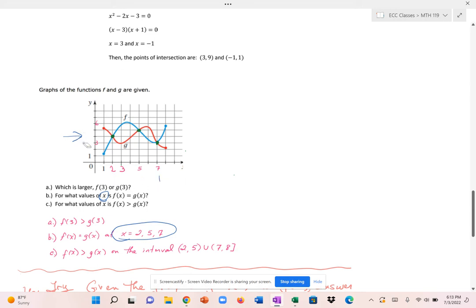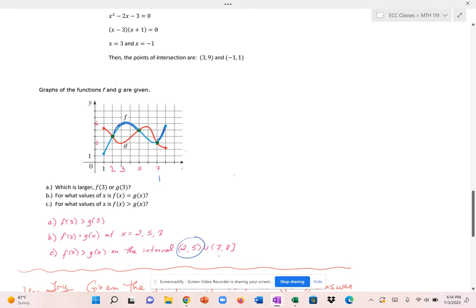And part C, the question is, for what values of x is f of x greater than g of x? So that means, where is f of x higher than g of x? Where's the blue graph higher than the red graph? So that definitely occurs from here to there, and it definitely occurs here. Okay, so f of x is greater than g of x from 2 to 5. And then again, this is open because at 2 and at 5, they would be equal. So that's why it's open.